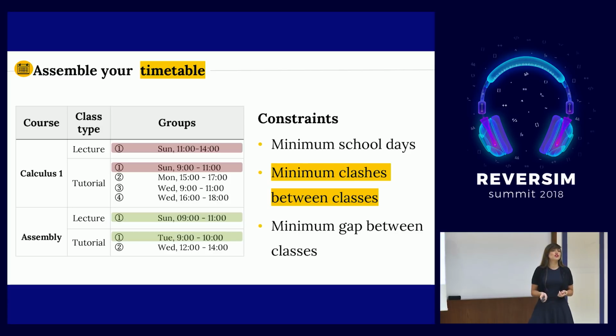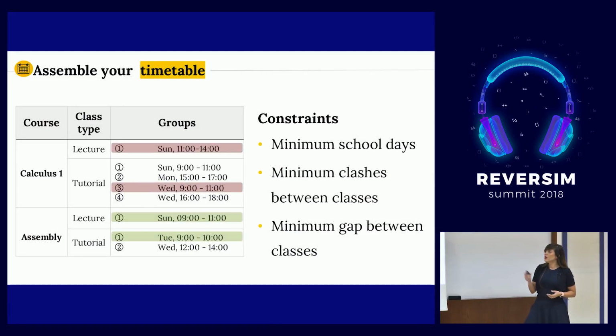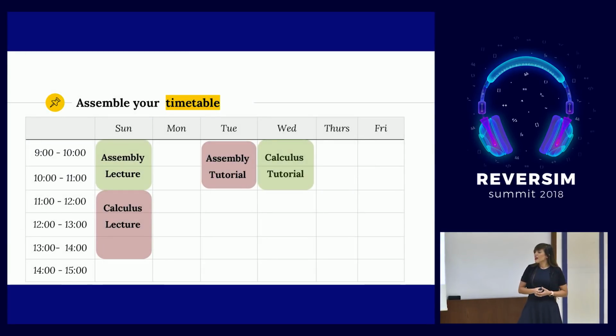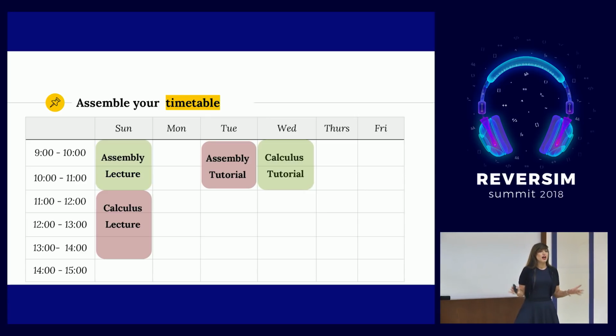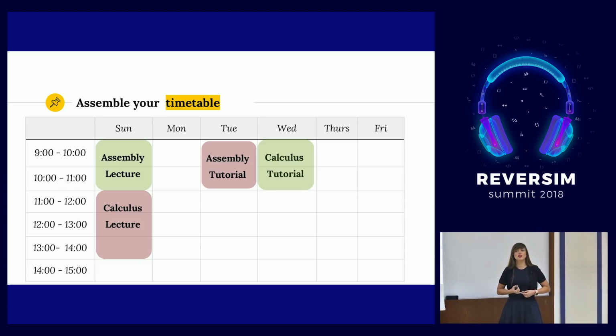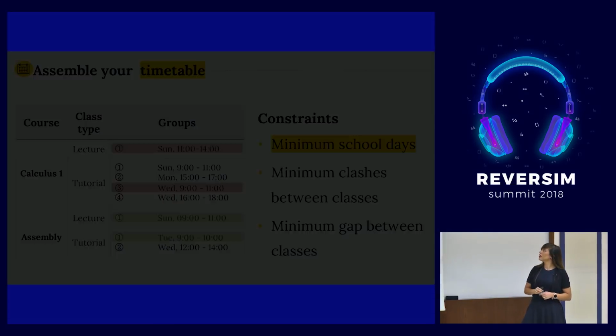So let's try to re-choose this class. So now I went for the Wednesday tutorial of calculus. Let's see how this timetable looks. And okay, that looks good because I don't have any clashes, I don't have any gaps, but I have to go 3 times a week. And I might want to try to re-choose again. Maybe I can do it a little better.